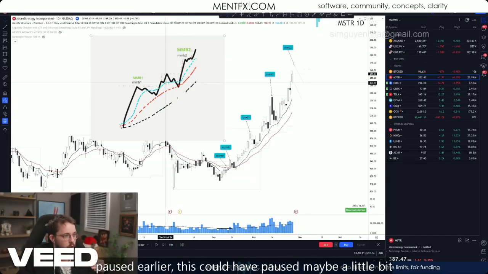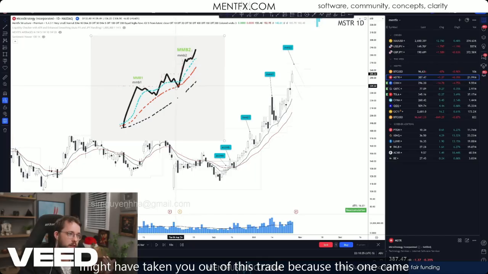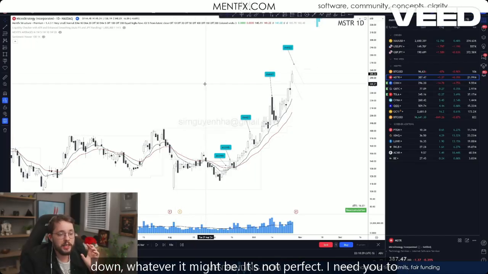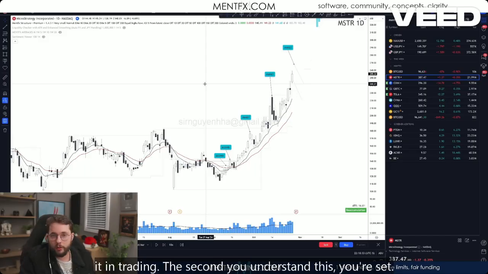This could have paused earlier. This could have paused maybe a little bit higher. Then this could have paused just higher to it, which might have taken you out of this trade because this one came down. Whatever it might be, it's not perfect. I need you to know this because it's very important, because most people think they're going to find perfection and they never make it in trading. The second you understand this, you're set.